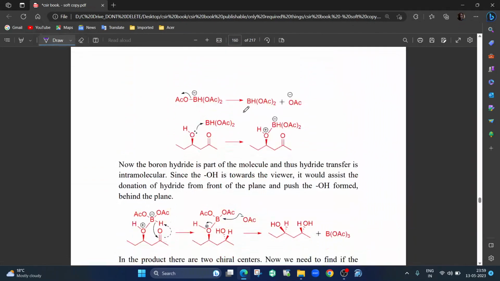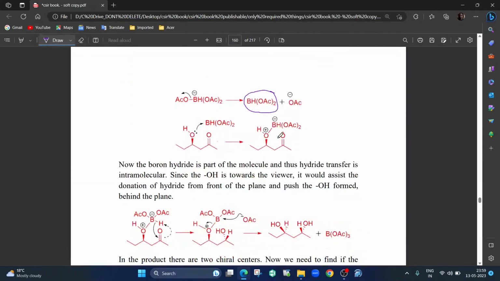So initially the first step will be that this OAc minus itself leaves and this acts as a Lewis acid, right? So this leaves and then this OH goes and donates electrons and you get this. This is important. It gives you the stereoselectivity. It will direct from where the hydride donation occurs.